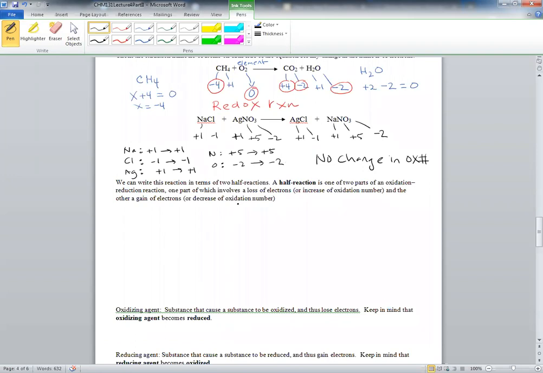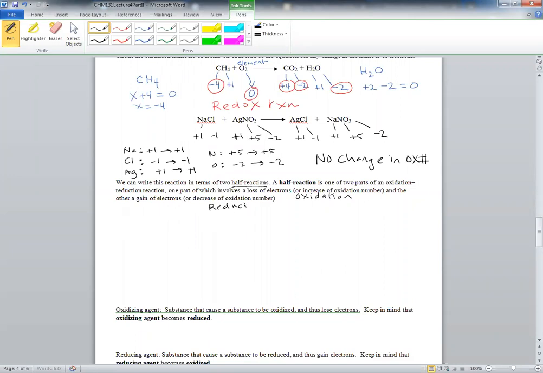Now, since we're here, we need to get in the habit of writing oxidation reduction reactions in what we call half reactions. And a half reaction is one of the two parts of an oxidation reduction reaction, one part which involves the loss of electrons, of course, that would be oxidation. And the other is the gain of electrons, which is reduction.